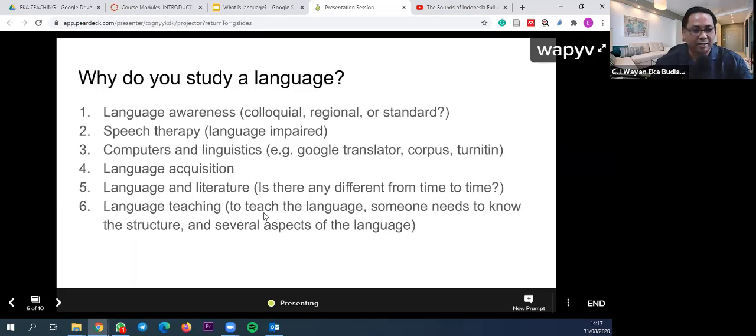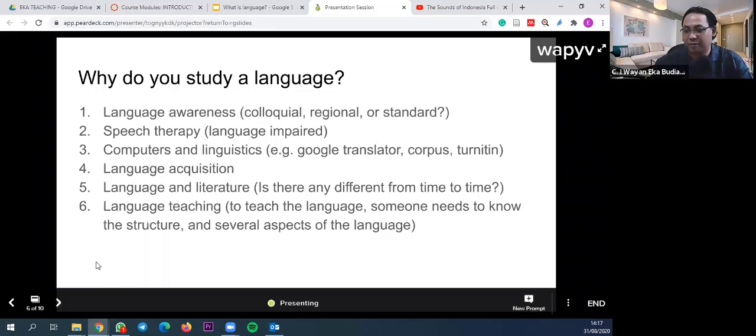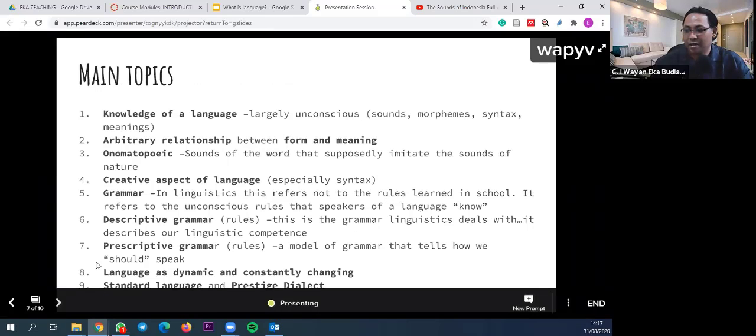And language teaching: as candidates of teachers, definitely we need to look at how to teach the language, and to know that someone needs to know about the structure and several aspects of learning a language. Okay, these are some main topics that you can look at from the key points.